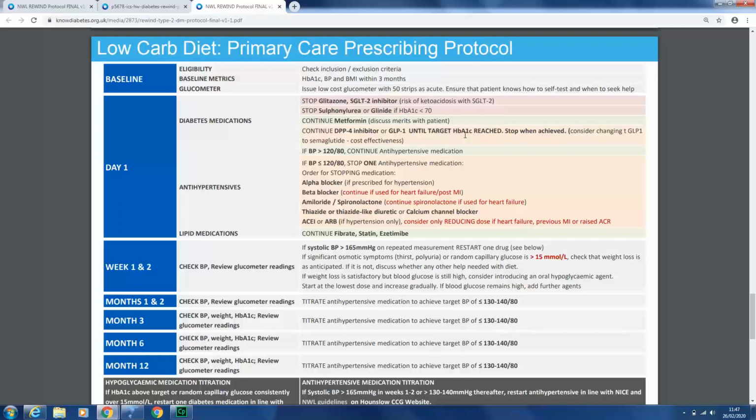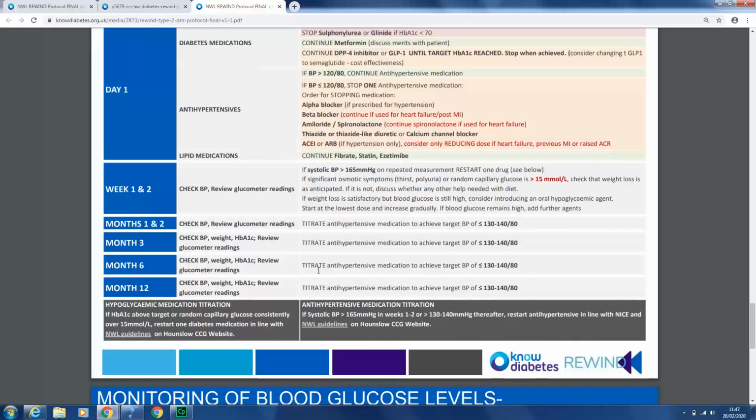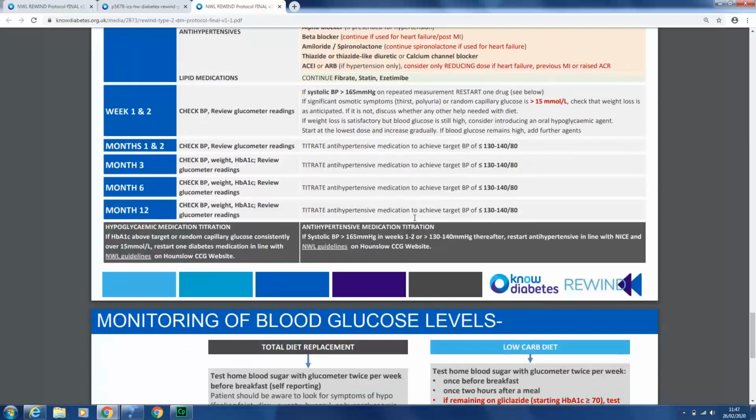i.e. at 3 months. If the blood pressure is over 120/80, so slightly different from the total diet replacement, they should continue all their antihypertensive medication, but in the same way as the total diet replacement, for blood pressure that is well controlled, they should stop medication in specific orders, again with the same caveats around heart failure, previous MI or raised ACR. Again, titration according to protocol at different points in the program for blood pressure and blood glucose. So that's really the key components.